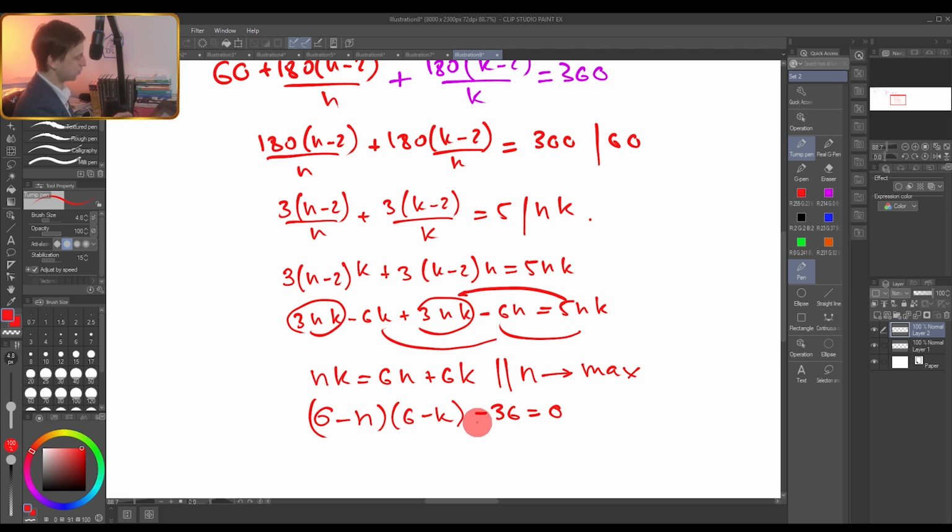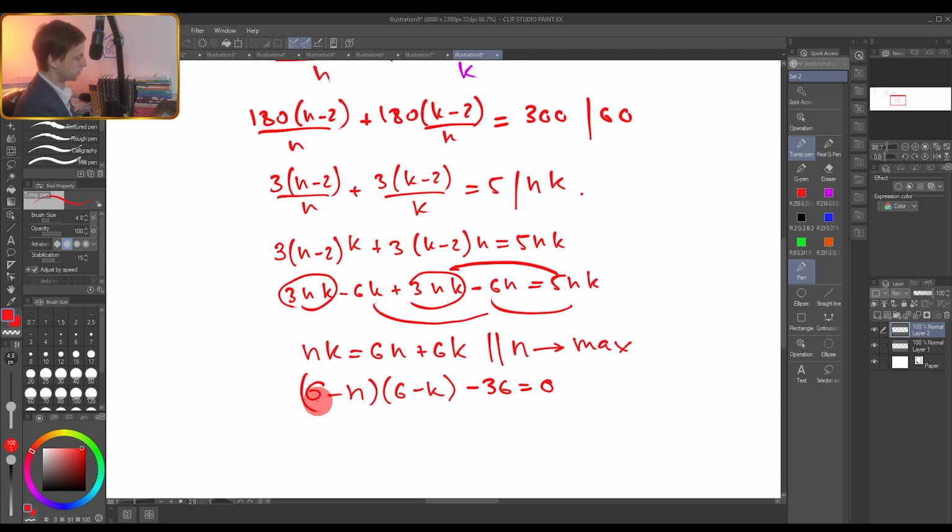So does it work for you? For example, 36 minus 36 is 0, minus 6n minus 6k if you multiply it, and after that you will also have plus nk equals 0. And if you bring this one to the other side, you will have the equation that looks exactly like this. So it can be rewritten in this form.